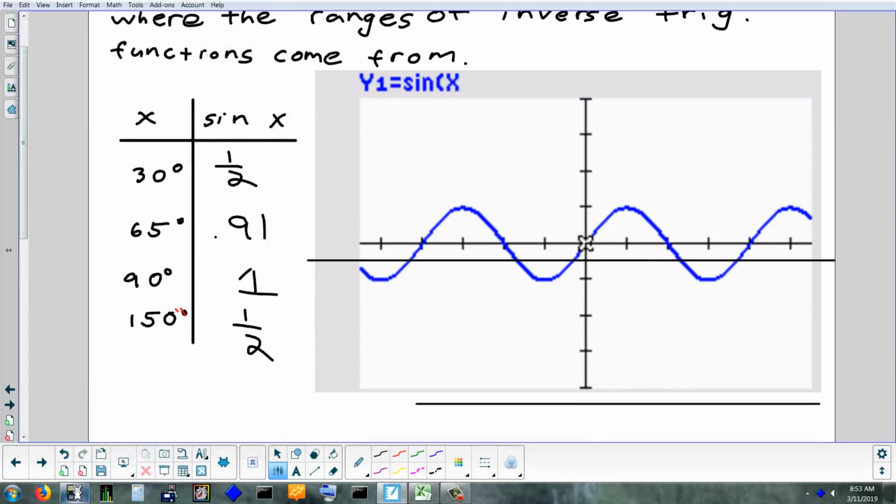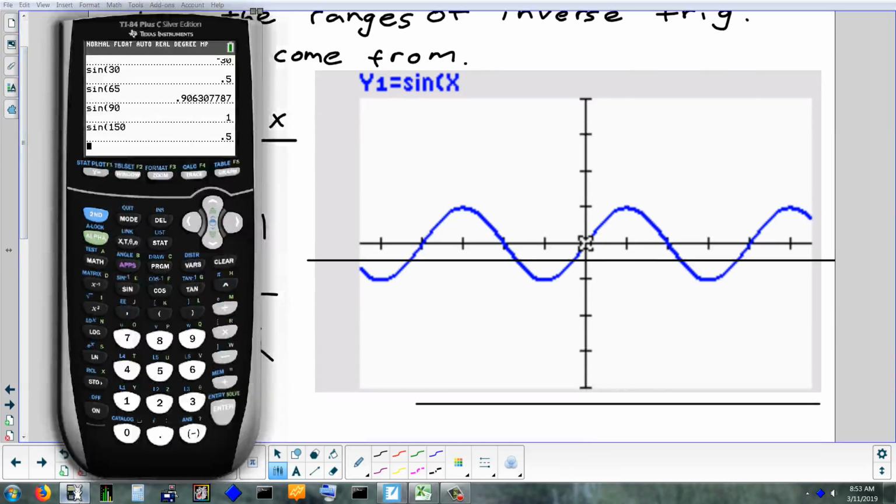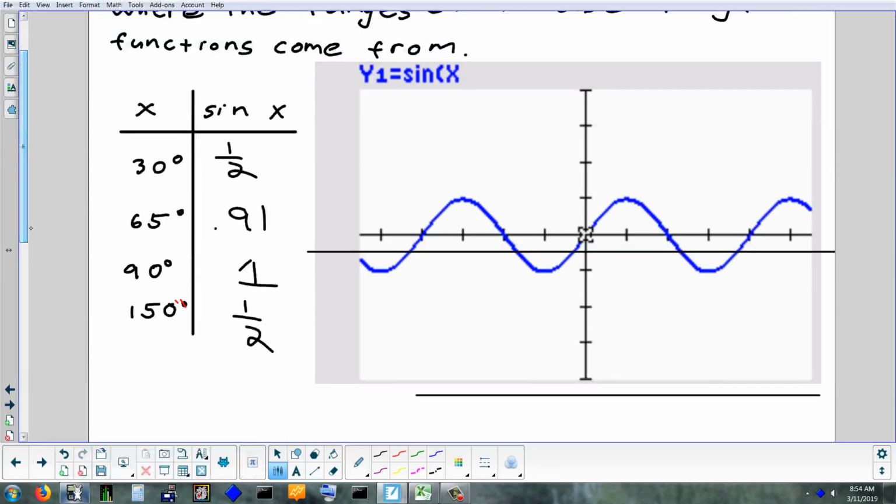So now the question would be, well, what if I did inverse sine of 1/2? I am going to get 30. If I do inverse, we just did it. Inverse sine of 1/2, it doesn't give me 150. It gave me 30. But the sine of 150 is 1/2. So it's like there's another answer, right? But we don't use that one, right?